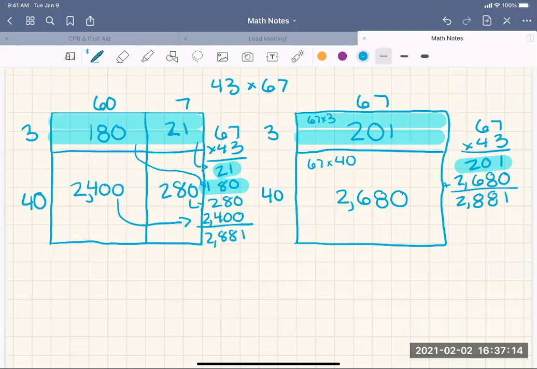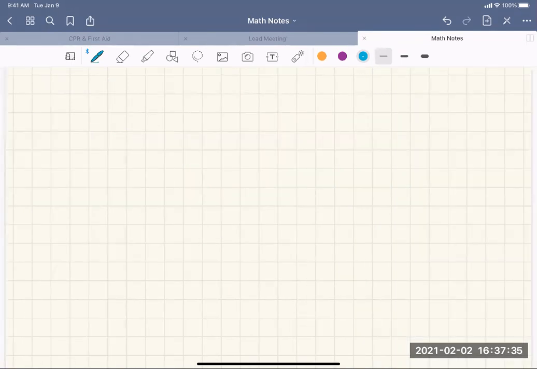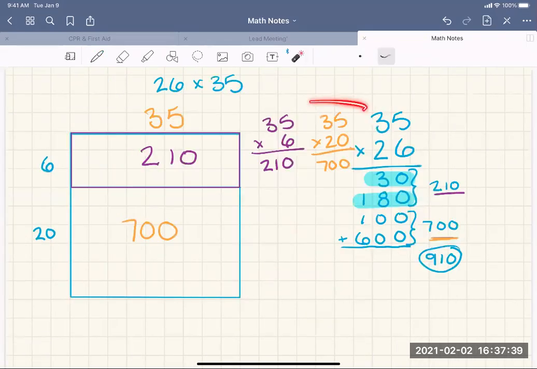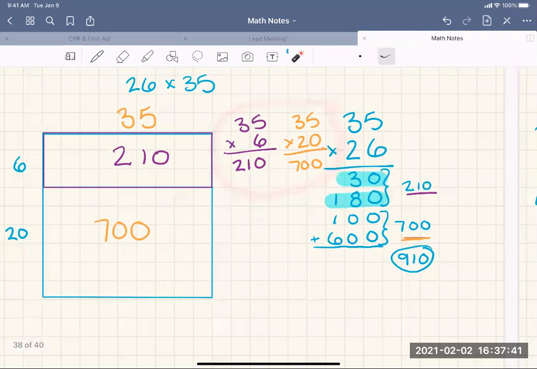Okay, so that's showing you, we're representing it using partial products and moving into the standard algorithm. Once we get used to doing that, then we won't even have to use the partial products and we can just use the standard algorithm. Okay, so on the next one, I'm going to go back to when we split our number just like we did here. Okay, so that's what we're going to look at next.